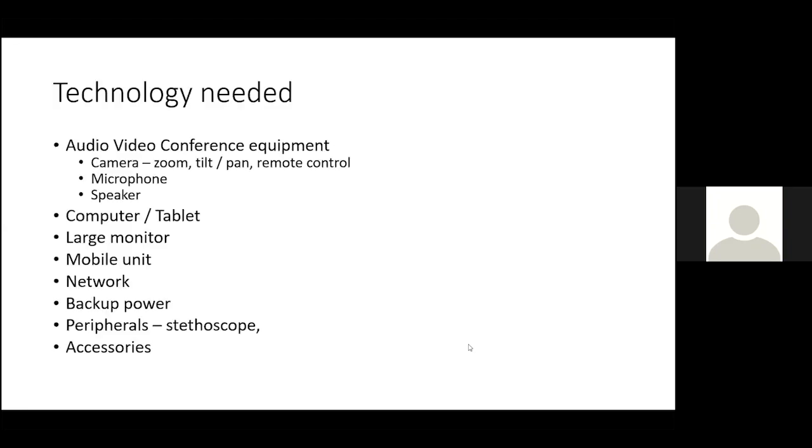So broadly, for the technology needed, I'll be discussing these various aspects. Most of you are very familiar with these: audio, video, conference equipment, computer or tablet, usually a large monitor, mobile unit, network, and a backup power unit, and the peripherals and accessories. I'll be discussing these in detail in subsequent slides.